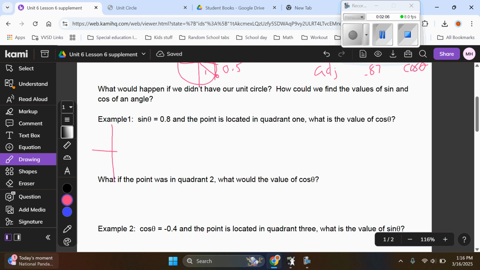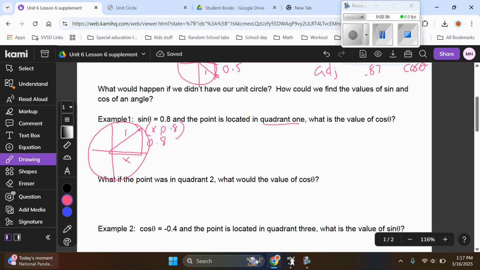The sine of theta is 0.8, which means it's positive. It's either in the first quadrant or the second quadrant. It's located in quadrant 1. So we're going to put right here, that's my y value. I don't know the x value. So this is 0.8. This is 1. Again, we've got that unit circle going on for us. I need to find that x value, or the cosine of theta.